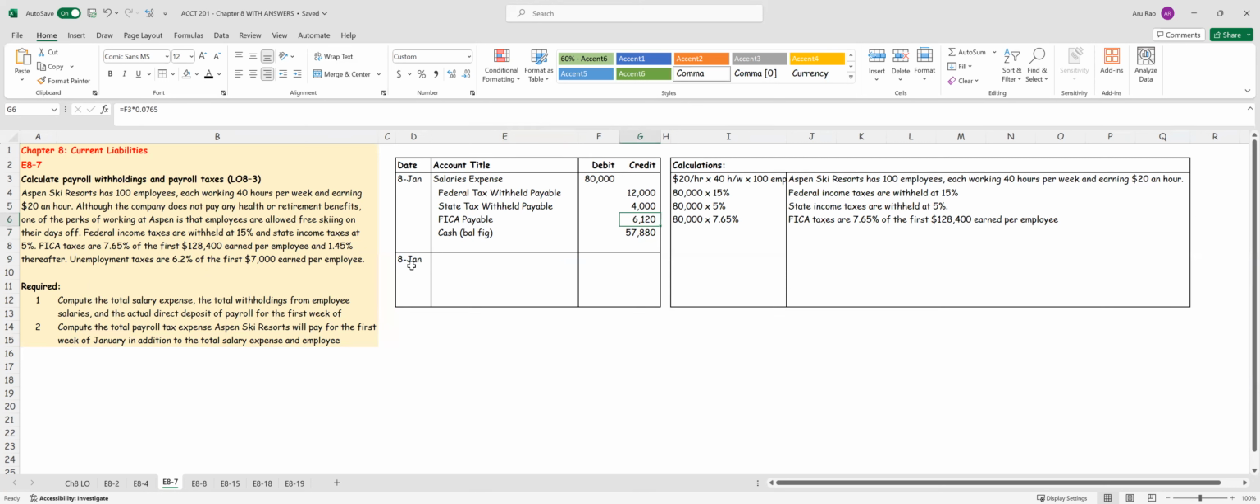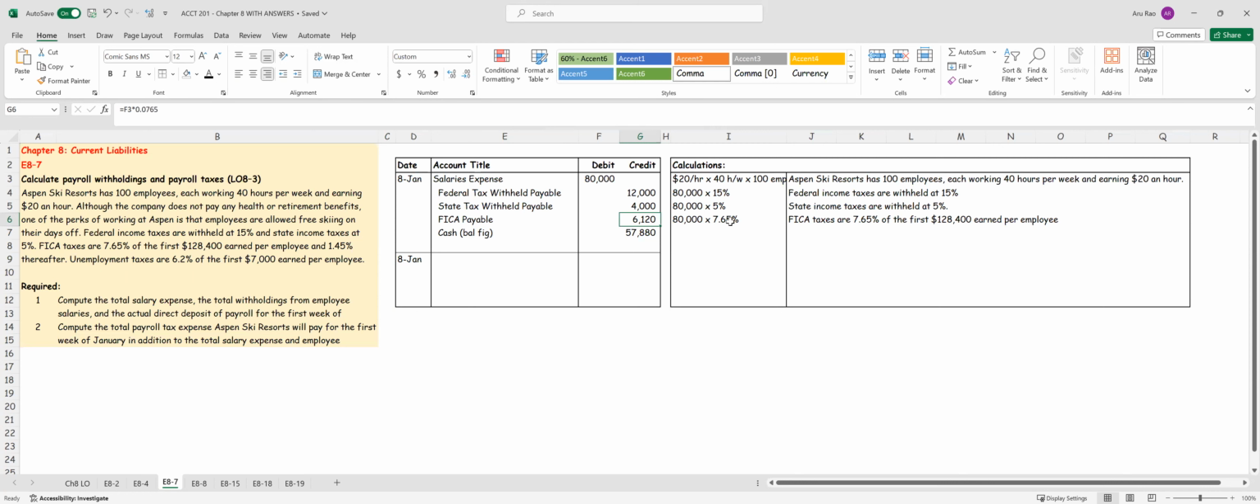Again, our employee earned only $800 this current period, so they're within the limit. So who pays the unemployment tax? The unemployment tax is paid only by the employer, not the employee. So what does the employee have to pay? They pay all these taxes.